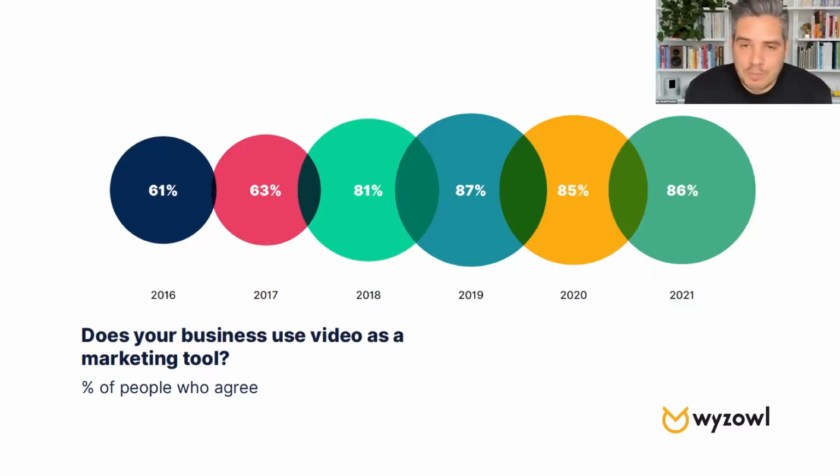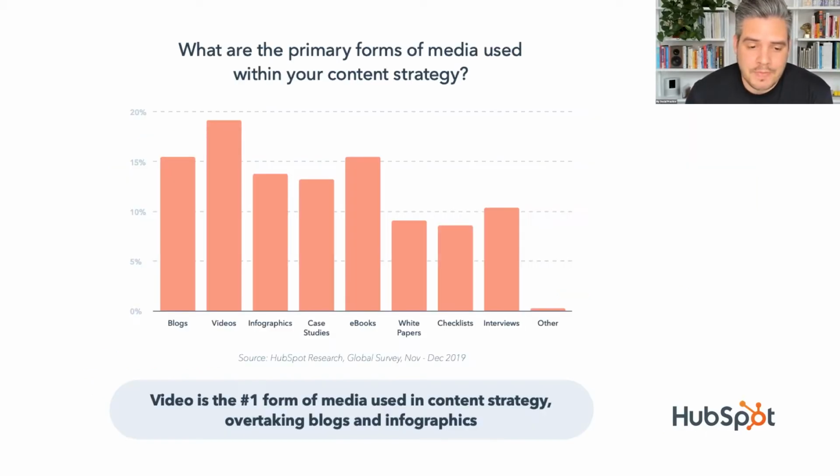As far as marketers, they did some research and some surveys among marketers, and they asked, does your business use video as a marketing tool? Now, the last about 4 or 5 years, video has increased so much more among marketers. They're producing more and more video. So you can see back in 2016, about 61% of companies were using video. And now in 2021, it's about 86%.